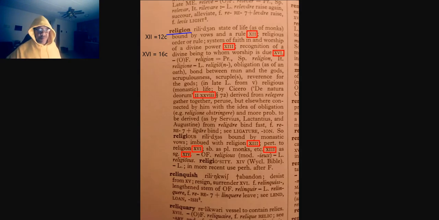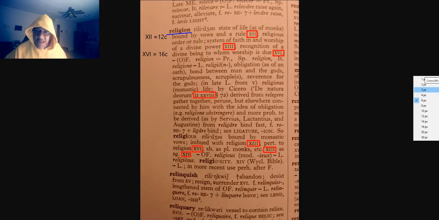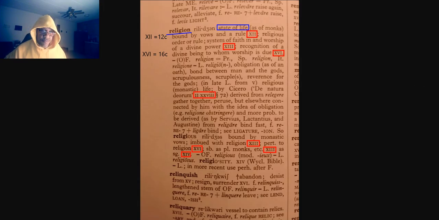See, now, religion, it's actually a process. This is what I forgot right here. It's a state of life. That's what I forgot to mark. It's a state of life, right here. See? So it's a state of life, meaning that it's a way of living. It's the way that you choose to live.